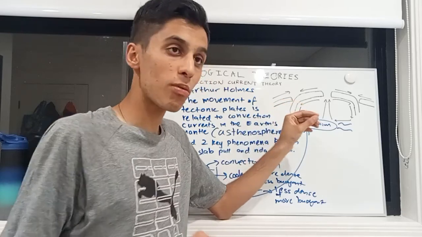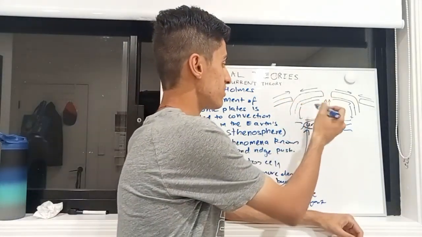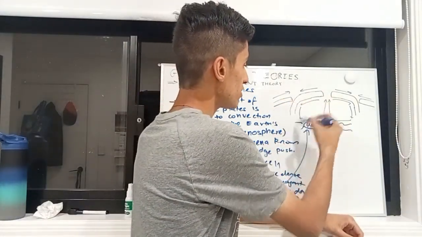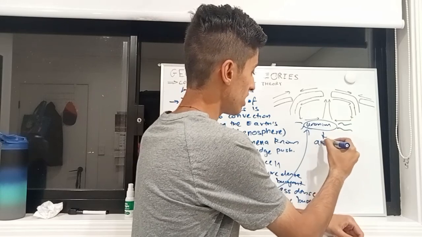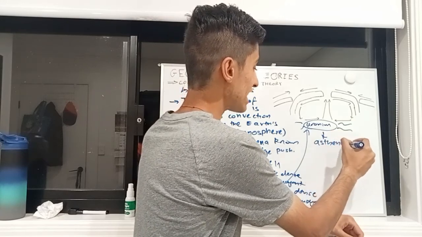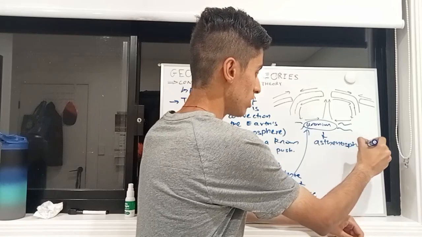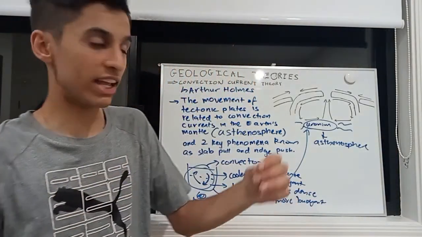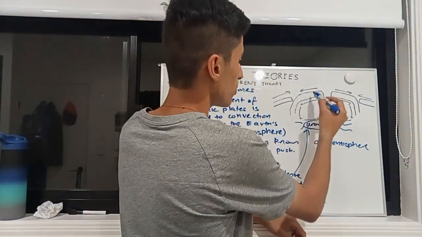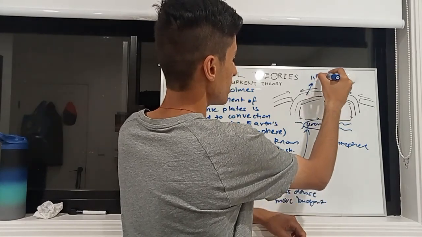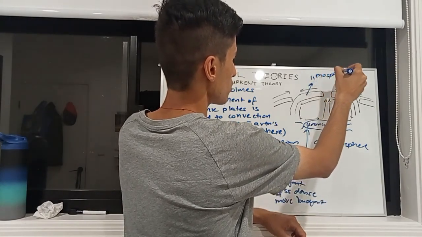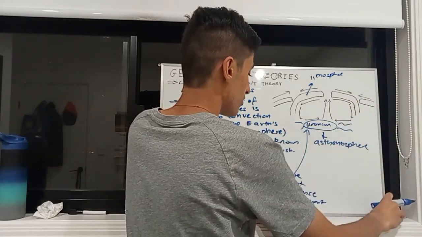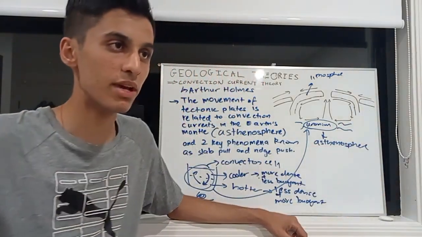And now on top of this, we're going to put the lithosphere. So all of this bottom part is our asthenosphere. This is the plastic portion of the Earth's layers, and this part, this solid portion, is the lithosphere. This is what we commonly refer to as the crust, but they're not exactly the same.